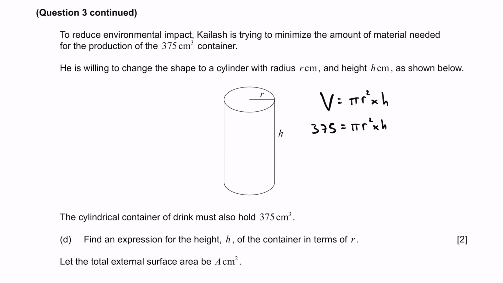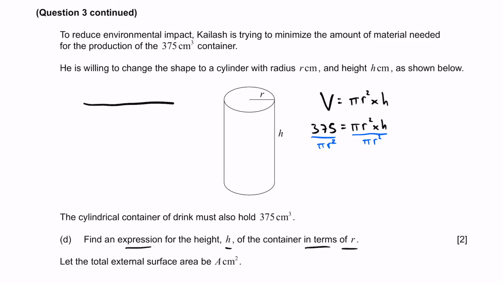And now what we want to do is write an expression for h in terms of r. So essentially what that means is let's write an equation where h is by itself and everything else is on the other side. So 375 equals pi r squared times h. In this case, we don't want pi r squared times h. We just want h by itself. So how can we get rid of this pi r squared? It's currently being multiplied by h. Let's use inverse operations and divide by pi r squared. Remember, what we do to one side, we have to do to the other.